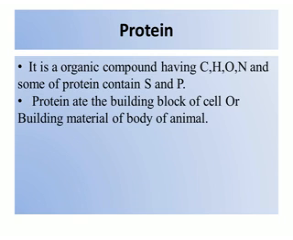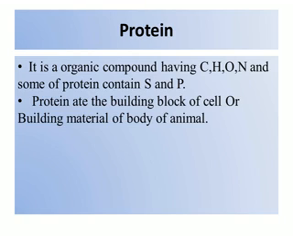Protein is an organic compound having carbon, hydrogen, oxygen, and nitrogen. Due to the presence of nitrogen it is also known as a nitrogenous compound. Some proteins also consist of sulfur and phosphorus. Proteins are the building blocks of the cell, or building material of the body of animals. Why? Because different body parts of animals are made up of proteins. Like feathers of birds are made up of keratin protein, and hairs of human beings are also made up of keratin protein. Like the viral coat, the outer coat of a virus is also made up of protein, therefore it is a building block of the body of organisms.